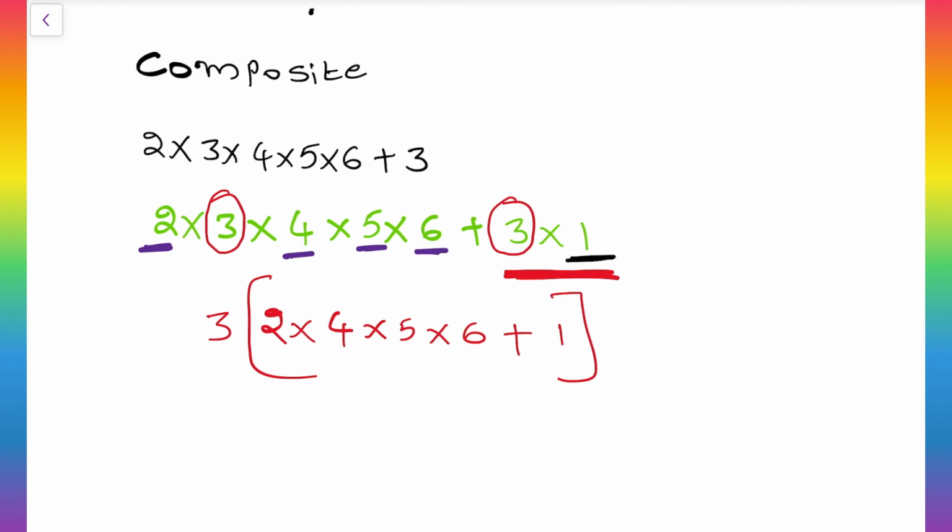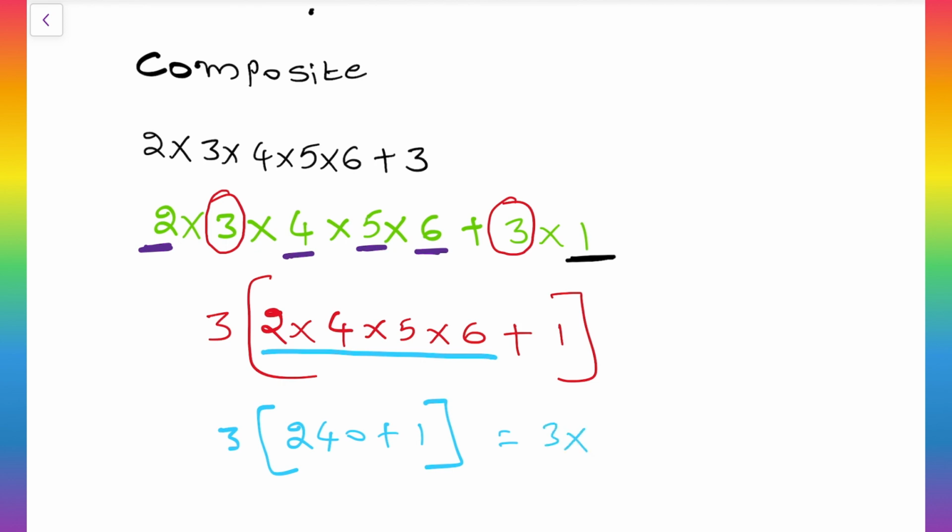So to avoid that kind of silly mistake, it is better to write just a number 3 as 3 into 1, whatever it may be. If only a single number is there, write it as into 1. Into 1 means nothing will happen anyway. So we will get to know that something is extra there, so that we will write in the next step. Now 3 times, just multiply all these numbers. 2 4s are 8, 8 5s are 40, 40 6s are 240 plus 1.